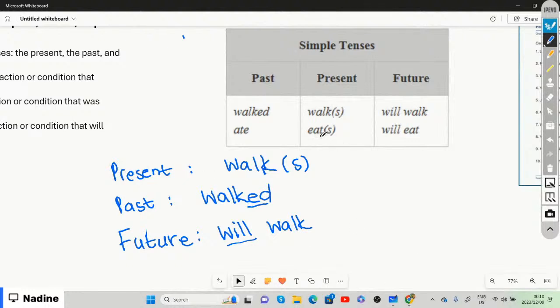And the same with eat. In the present, someone eat or eats. In the past, I ate candy. And in the future, I will eat candy. So these are our simple tenses. They show the action that is happening in the present, which is now, in the past, which happened already, and in the future, which will happen.